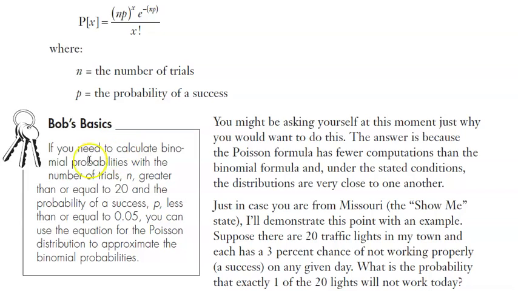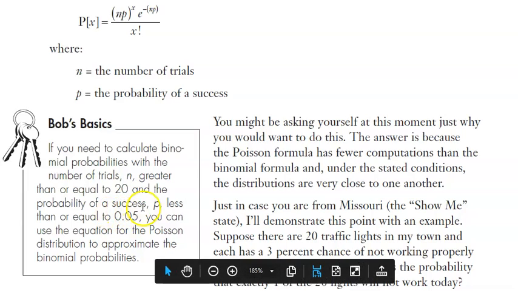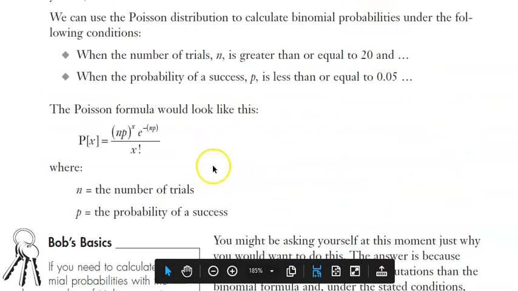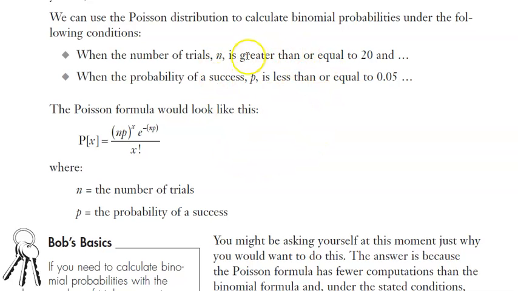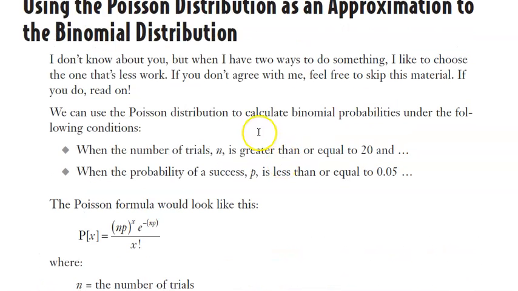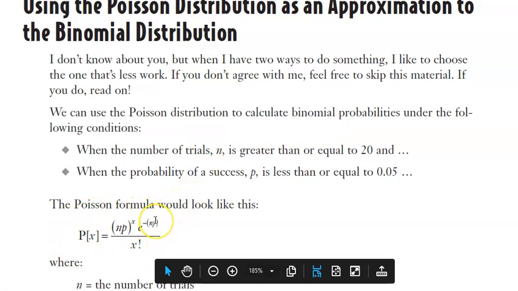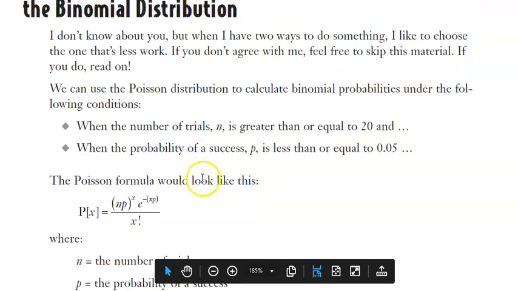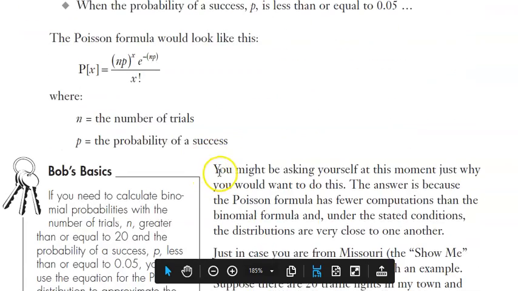So if you need to calculate the binomial probability with the number of trials n greater than or equal to 20 and probability of success p less than or equal to 0.05, you can use the equation for the Poisson distribution to approximate the binomial probability. So if the question is of binomial probability and these conditions are met and it is asked to use the approximation, then you can use this formula of Poisson distribution instead of the binomial distribution, where np will replace the mu or lambda of the Poisson distribution.